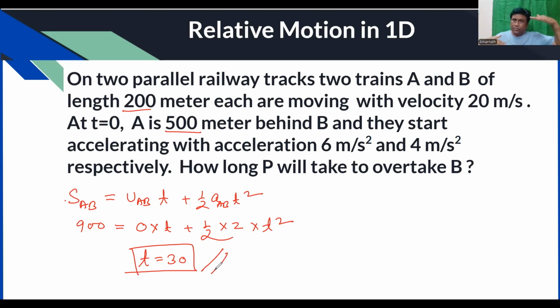Remember, train length 200, gap 500, again train length 200, na? 200, 500, 200. Then only the end of A will touch the head of B, like that, okay?